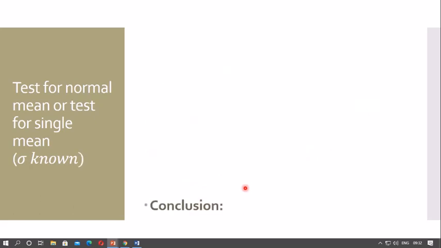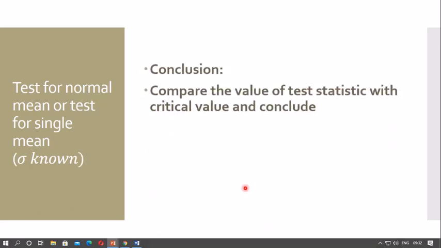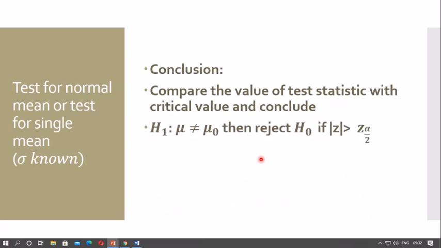Now the final step is the conclusion. Now how do we conclude? We conclude by comparing the value of the test statistic Z with that of the critical value, and we arrive at a conclusion. So let's have a look at what kind of conclusions we arrive at. One kind of conclusion is that we reject H naught in the case when the alternative hypothesis is mu not equal to mu naught if the calculated value of Z is greater than Z alpha by 2, that is modulus Z. Here I'm emphasizing the modulus because I'm not considering the negative or positive value.